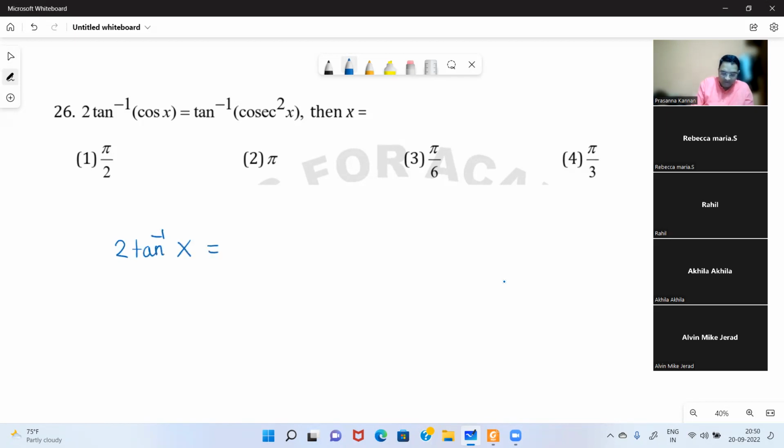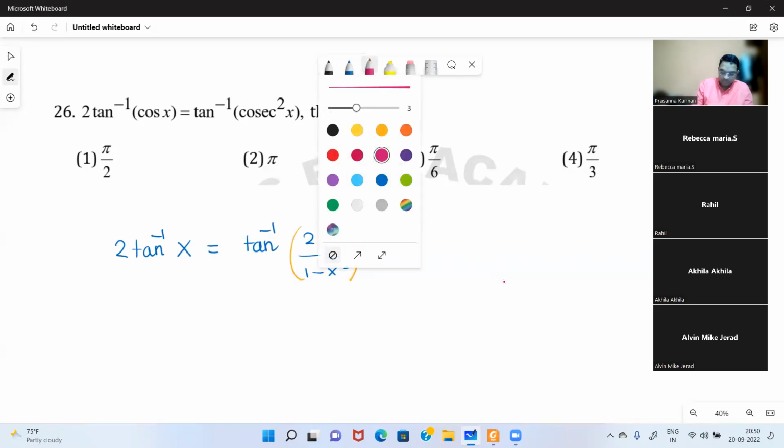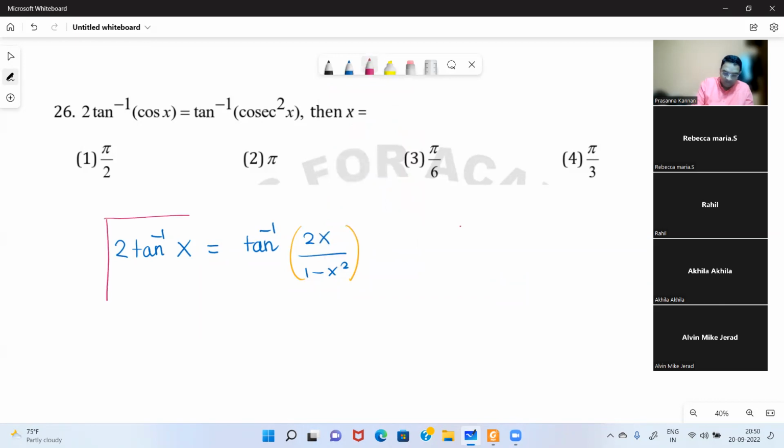2 tan inverse x can be written as... we had seen this also. We had proved this also. 2 tan inverse x has 3 formulae. What are they? Tan inverse of 2x by 1 minus x square, cos inverse of 1 minus x square by 1 plus x square, sine inverse of 2x by 1 plus x square. Correct?